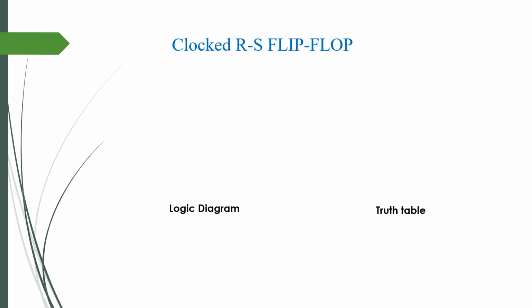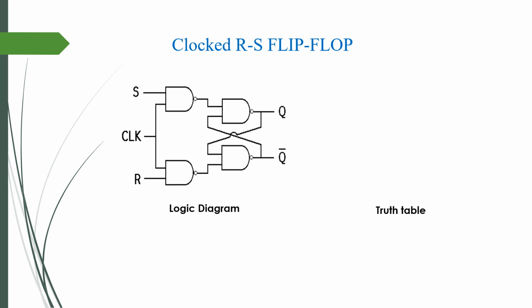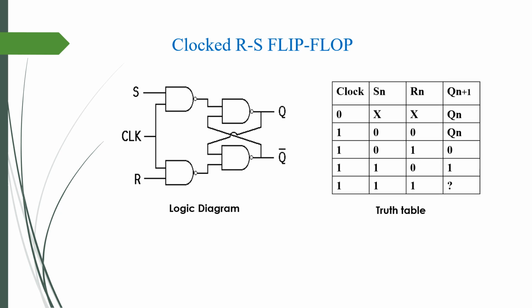Now we will see the clocked RS flip-flop. This is the logic diagram of the clocked RS flip-flop. A control input, the clock input, is connected in addition to the S and R inputs to operate the flip-flop in synchronization with the main circuit. The whole system is operated with this common control signal known as clock. So here you can see the truth table of the clocked RS flip-flop. When clock is equal to 0, the circuit remains in its previous state. But when clock is high or active, then the circuit operates as per the truth table of SR flip-flop.